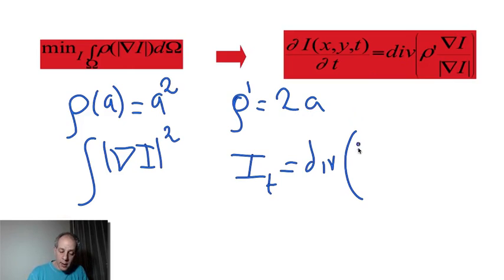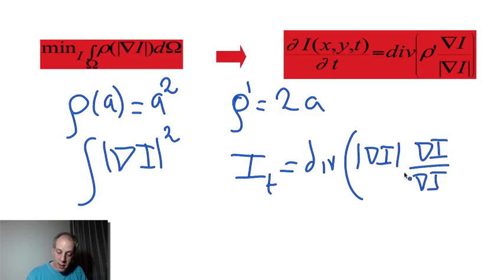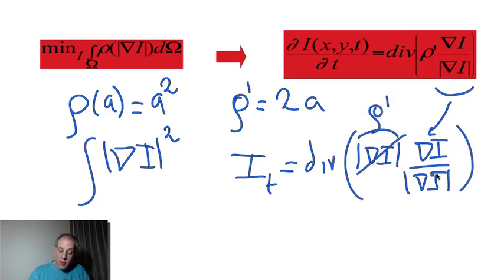So a, that will mean replace the gradient. a is taking basically the position of the magnitude of the gradient, sorry. And this is this part. So this part stays, and this part is rho prime. Now, these two cancel, and I got divergence of basically the gradient, and this is the Laplacian.